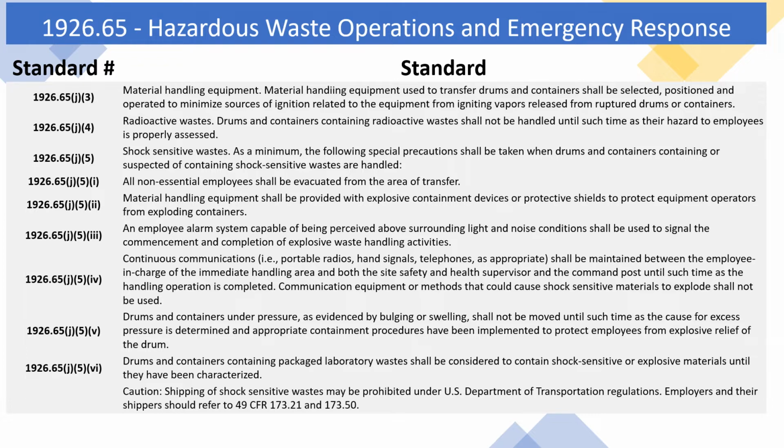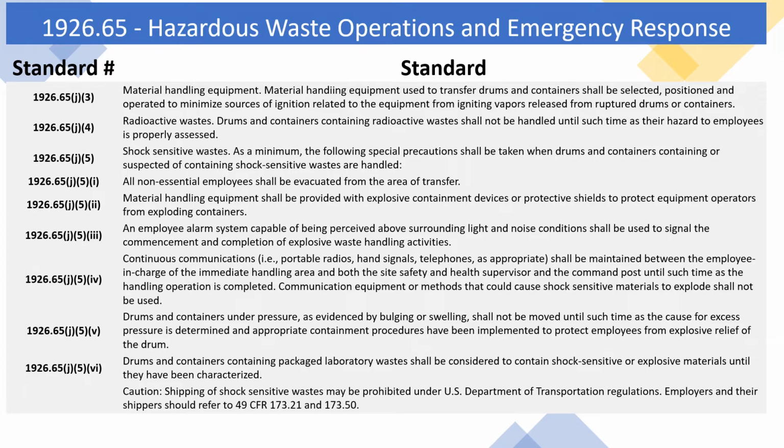1926.65 J5. Shock-sensitive wastes. As a minimum, the following special precautions shall be taken when drums and containers containing or suspected of containing shock-sensitive wastes are handled. 1926.65 J5 1. All non-essential employees shall be evacuated from the area of transfer. 1926.65 J5 2. Material handling equipment shall be provided with explosive containment devices or protective shields to protect equipment operators from exploding containers.